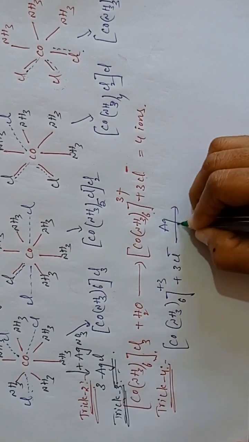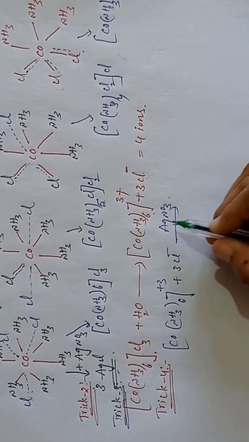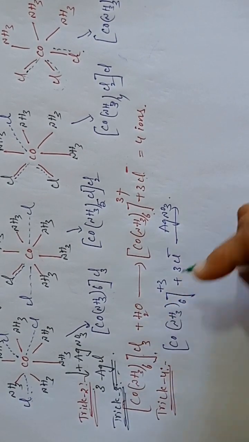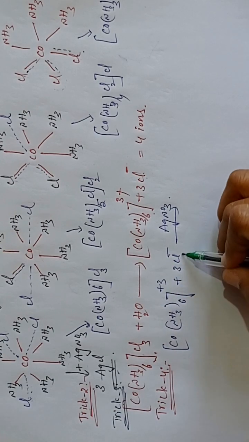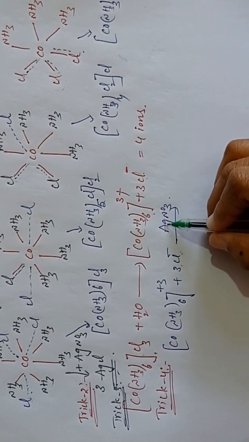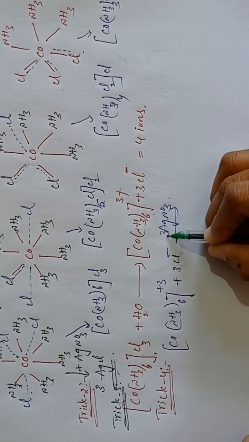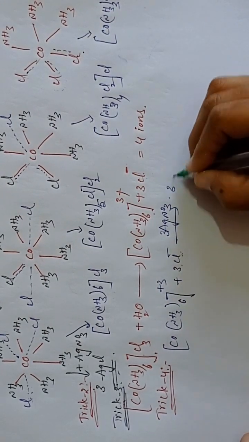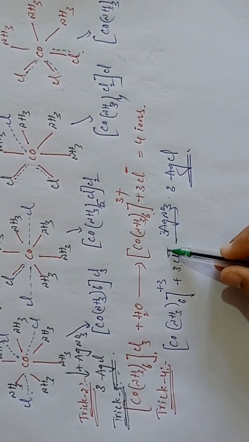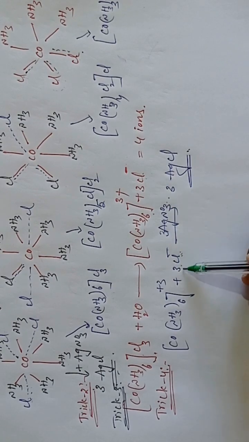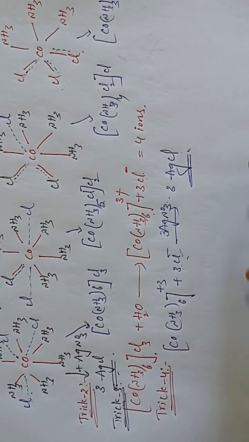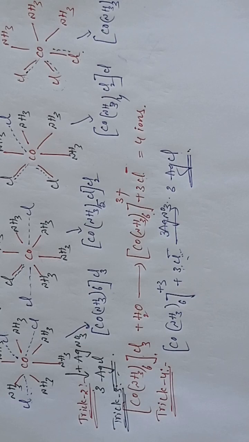When it is added to the silver nitrate solution, what is happening? Now see students, this is the coordination zone. It will not dissociate into ions. Outside the coordination zone, 3Cl- ions are there. Whenever silver nitrate is added to this solution, what is formed? 3 chlorines, so it is 3 moles of AgCl that are produced. Clear this one? Because 3Cl- ions are there. So when silver nitrate is added, 3 moles of silver chloride are formed. Clear this, students? This is trick number 4.